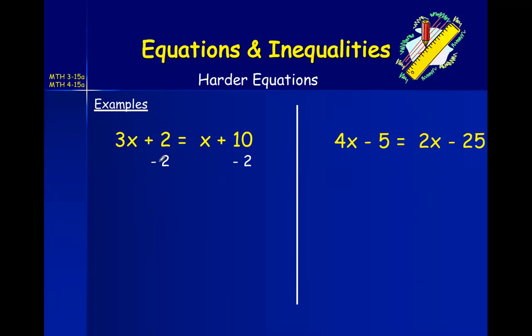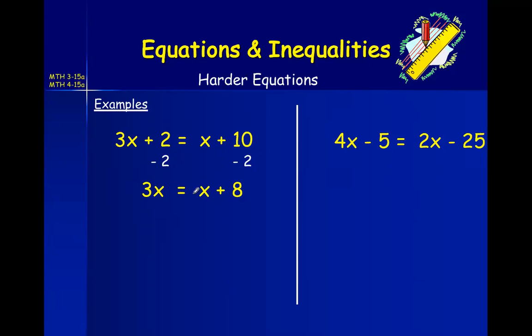So first thing first, I'm going to take away 2 on each side. Some people decide I would rather take away x on both sides, but you end up with the same answer. So by taking away 2, you get 3x equals x plus 8.